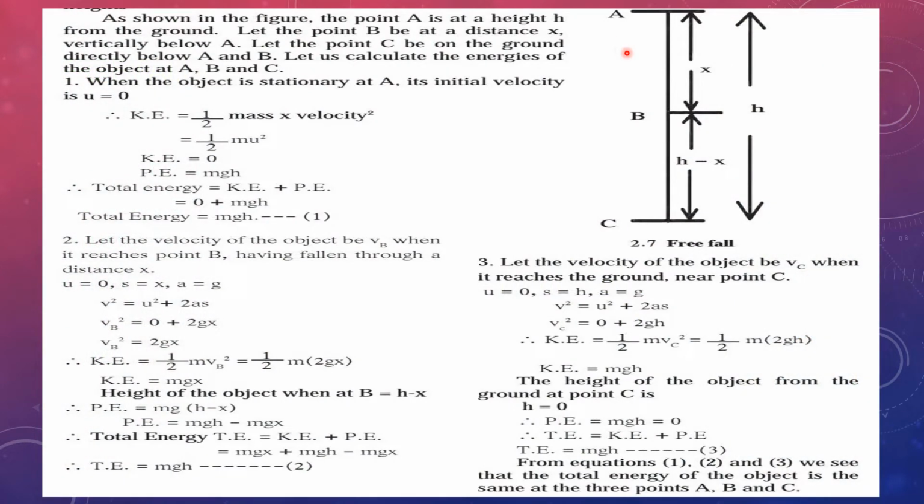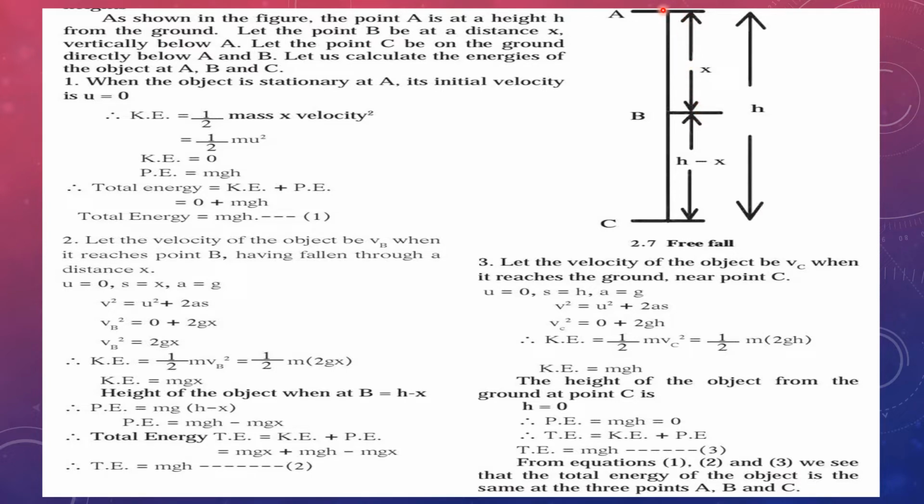Now, let us look at the kinetic and potential energies of an object of mass m falling freely from height h when the object is at different heights. Now, this is the figure for this example. See this figure of free fall. The object is at point A and at point A its height is h. Then this object is falling on the ground, that is at point C. But before falling at C, it reaches point B. And when the object reaches point B, it has covered the distance x.